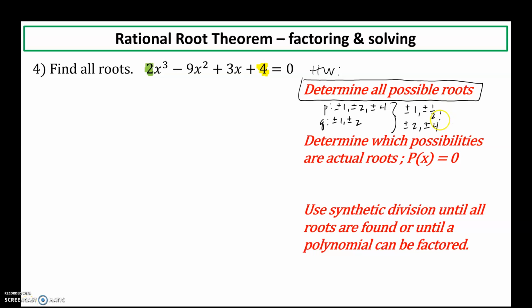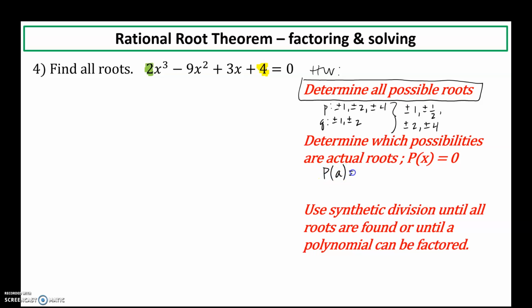Okay, so for homework, you should have already determined that the possible rational roots would be plus or minus 1, plus or minus half, plus or minus 2, or plus or minus 4. Now let's use them. So which possibilities are actual roots? So remember our remainder theorem.